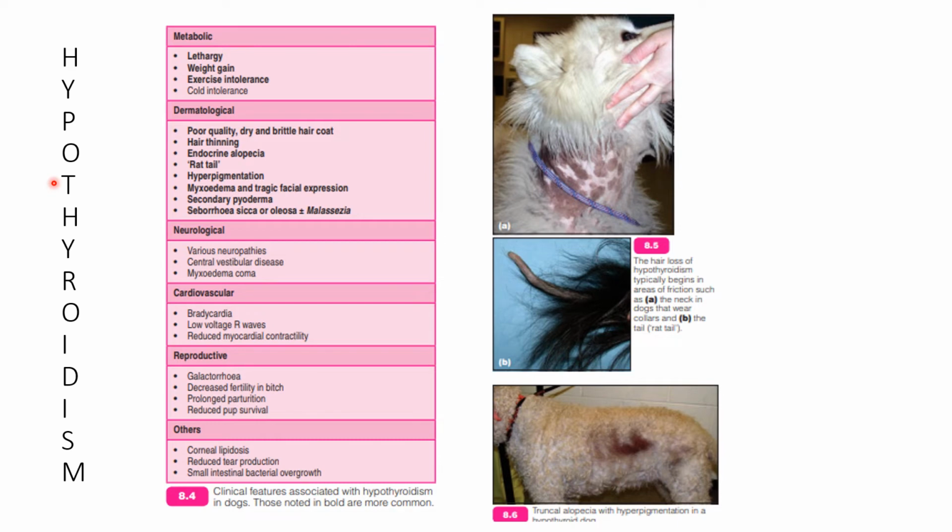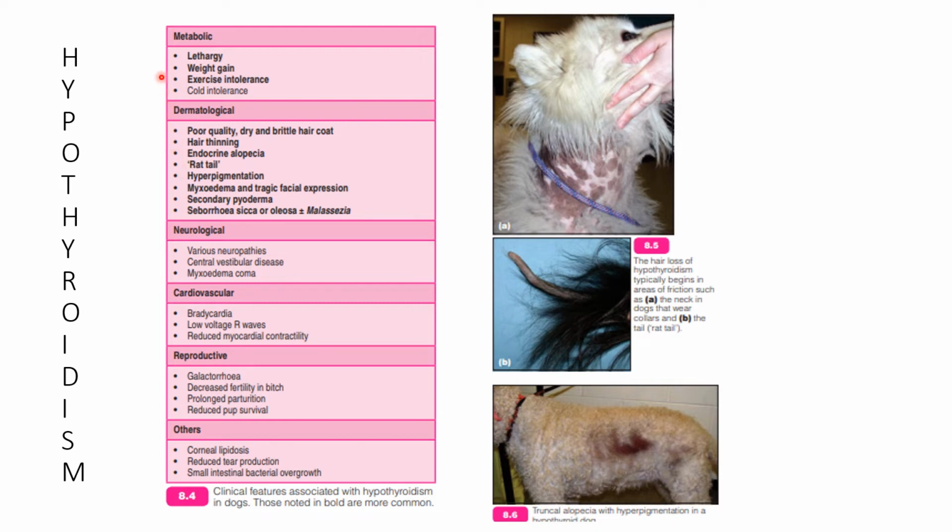So in those that suffer hypothyroidism, it is very evident that there is hair loss. Again, the maintenance of the dermatologic aspects of the effect of thyroid hormones is not maintained because there is deficiency in thyroid hormone secretion. Again, a big factor here is metabolically, the animal is lethargic. They gain weight because the metabolism is low, exercise intolerant, and cold intolerant.